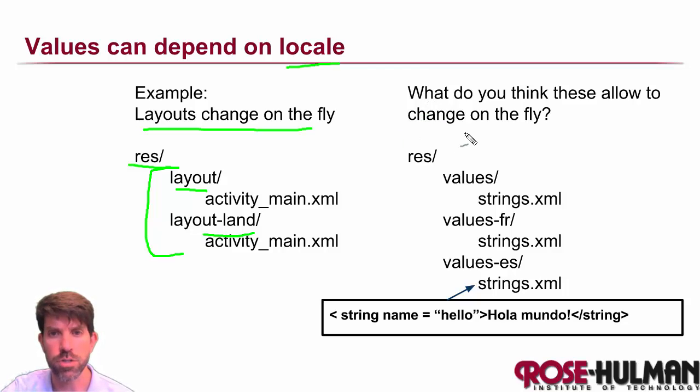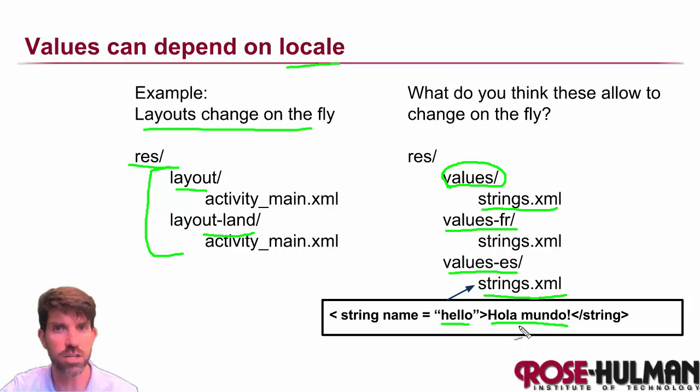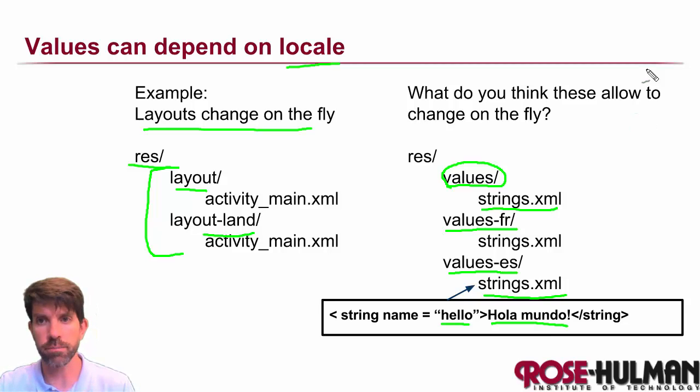But if we look at other resources, we have values here, with things like colors and so on. We just have strings.xml, but what if we made values in French or values in Espanol, or Spanish? Could we have a string still identified as hello, but the actual text changes? That's what I'd like to show you.